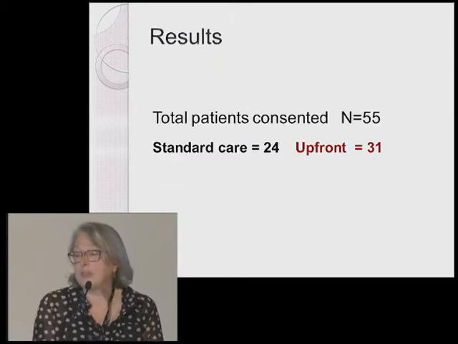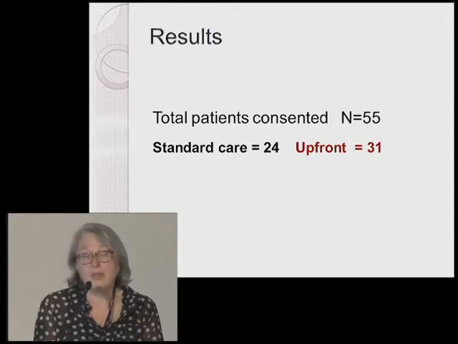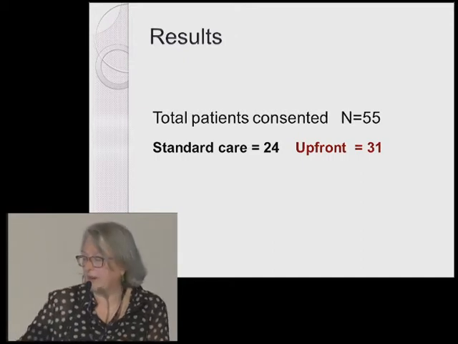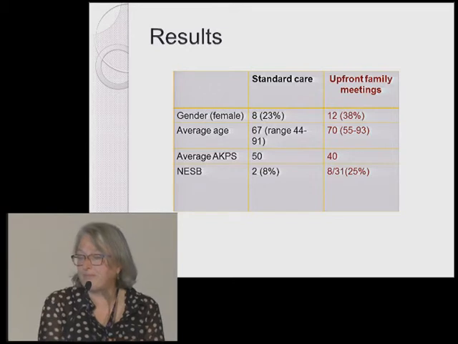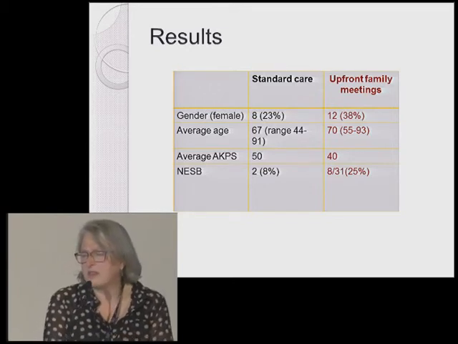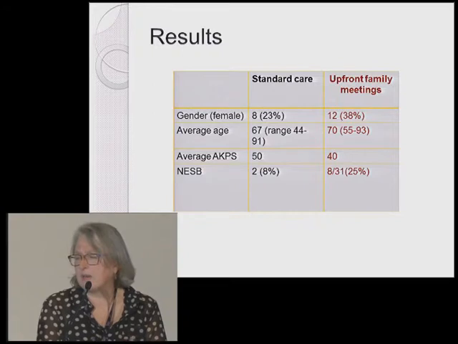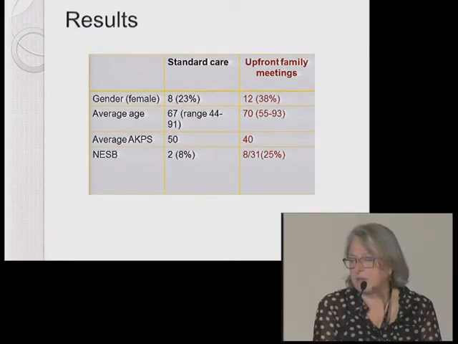So during this period we managed to consent 55 patients, which we thought was fairly good, and I think this may well be the largest study of family meetings from my reading of the literature. I need to go back and have another look. But it's not a well-studied phenomenon. So in the standard care arm there were 24, in the upfront meeting arm there were 31. I'm still not quite sure why, you can see the female genders, 23% in the standard arm, 38% in the upfront arm. Not quite sure why that's not a 50-50 kind of thing. I need to have a think about that.